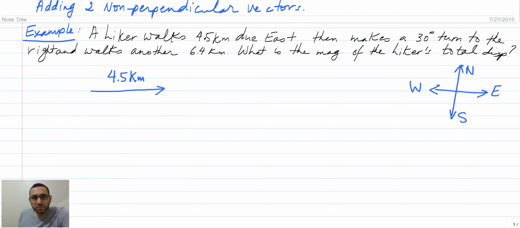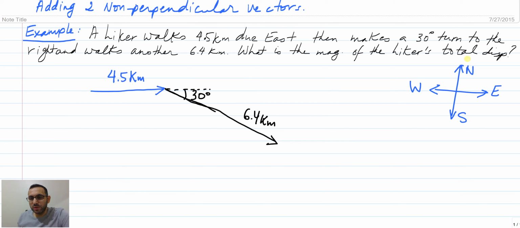Okay, so this is the original direction. He wants to go 30 degrees from this direction, not to the left. The left is up. To the right is down. From here, this is 30 degrees, and walks another 6.4 kilometers. This is 6.4 kilometers.